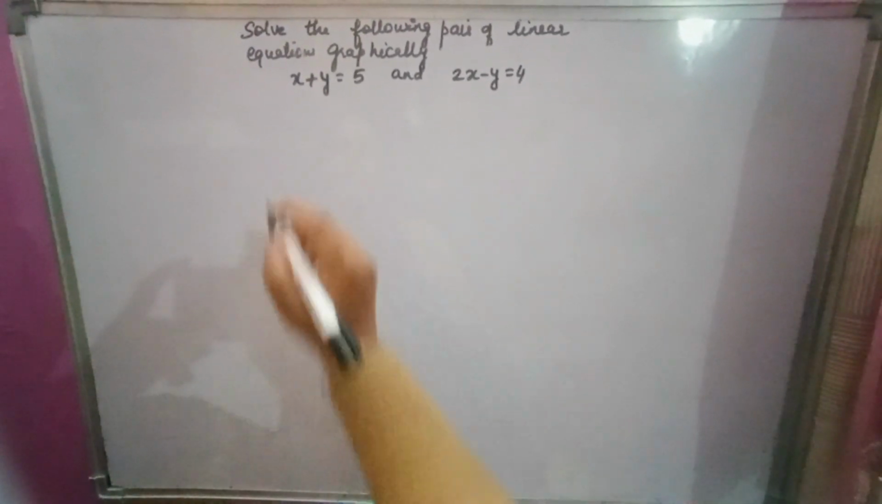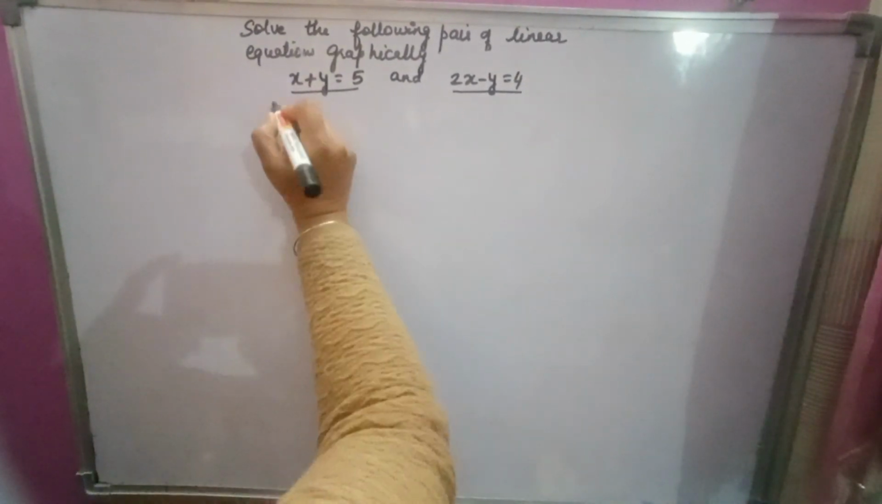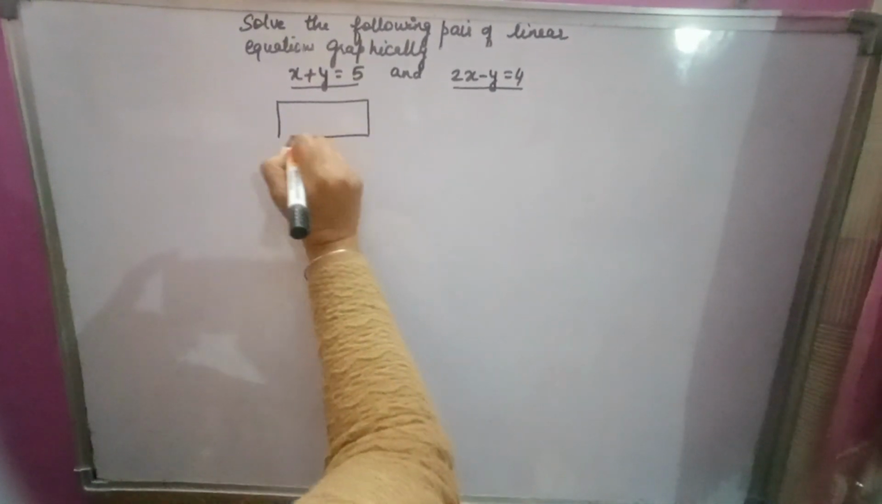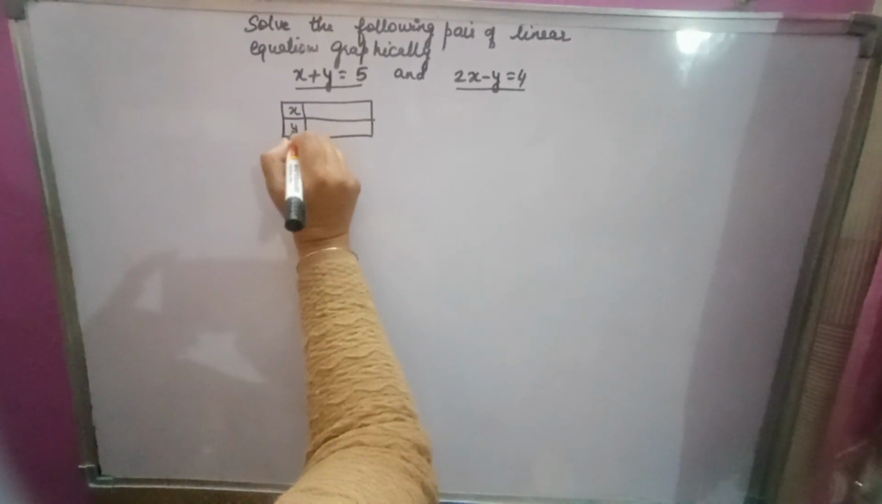Equations graphically. First equation is x plus y is equal to 5. Second is 2x minus y is equal to 4. So firstly make the table. For graphically you have to take 2 or 3 solutions, x and y.